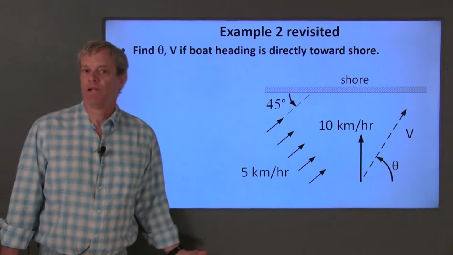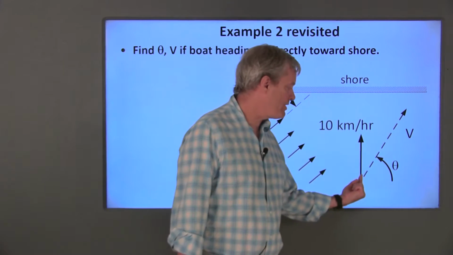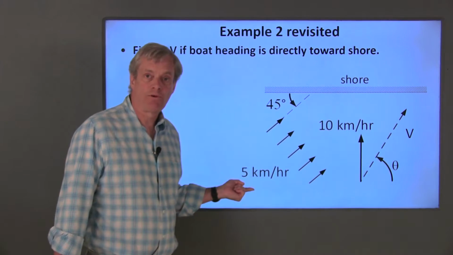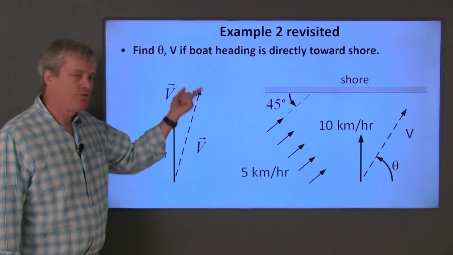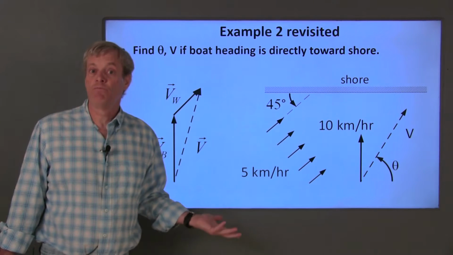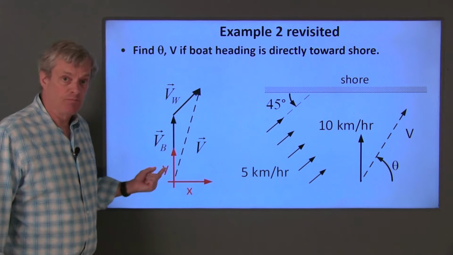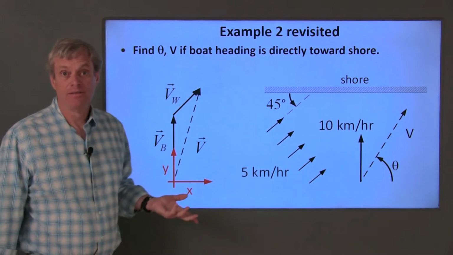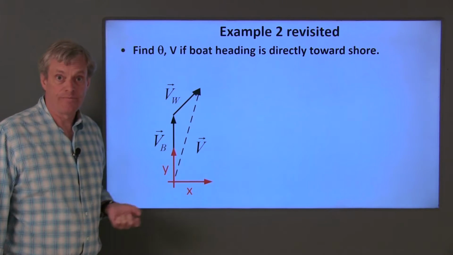Let's see how this approach applies to our boat example. We still want to find the direction of the boat's motion if its heading is directly towards shore at a velocity of 10 kilometers per hour and there's a 5 kilometer per hour current at an angle of 45 degrees to the shore. The directions and magnitudes of the vectors involved are shown here. In order to project the vectors onto a coordinate system, we first need to define the coordinate system we're using. I'll choose an xy coordinate system with the x direction being parallel to shore and the y direction perpendicular to that. Now we can project these vectors into components in these two directions.